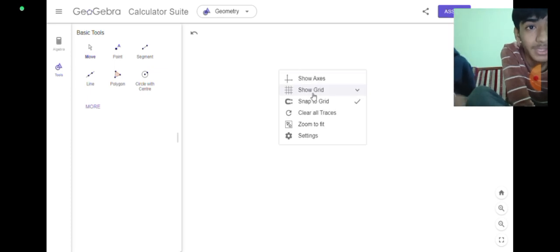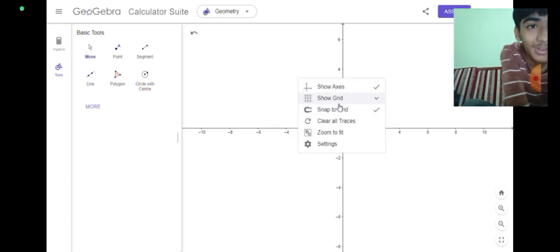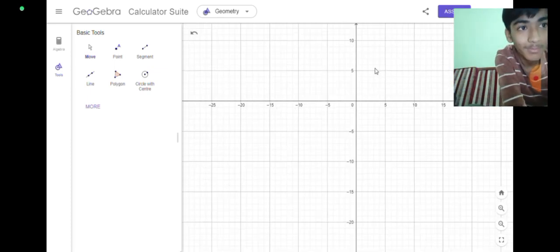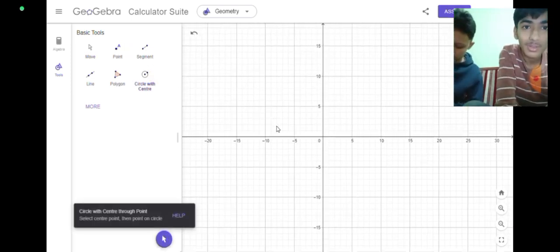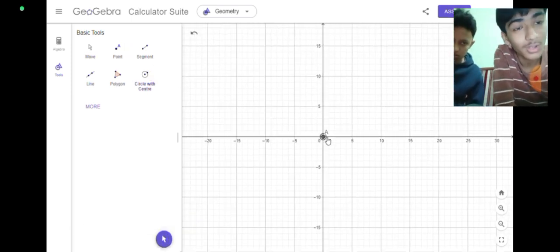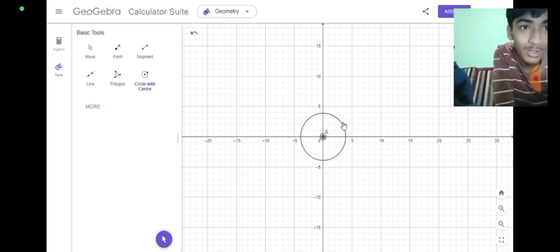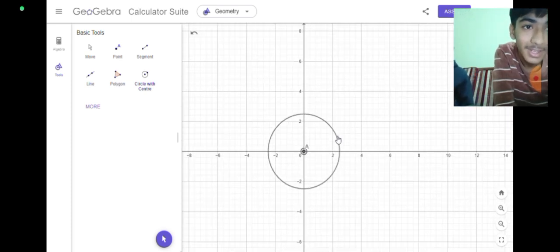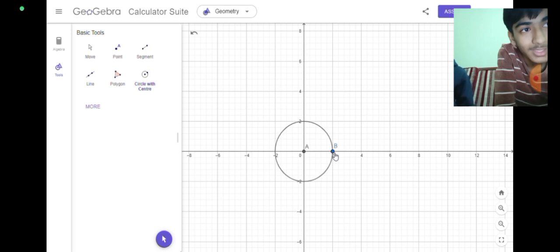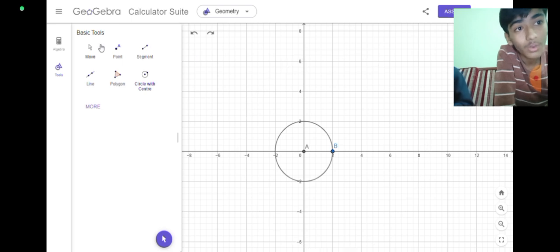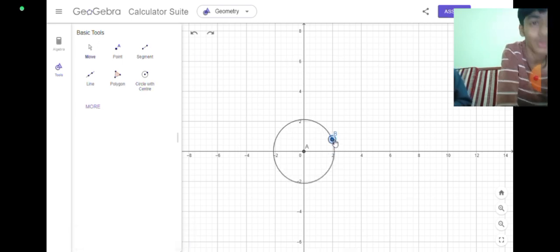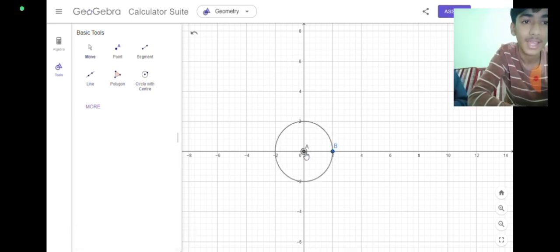So let's bring the graph. Now we have brought the axis. Now we have brought the grid lines too. Now we also need a circle. So we have brought a circle, and now let's make its radius 2 units. Yeah, 2 units. Now we have the circle with center as the origin and radius exactly 2 units.